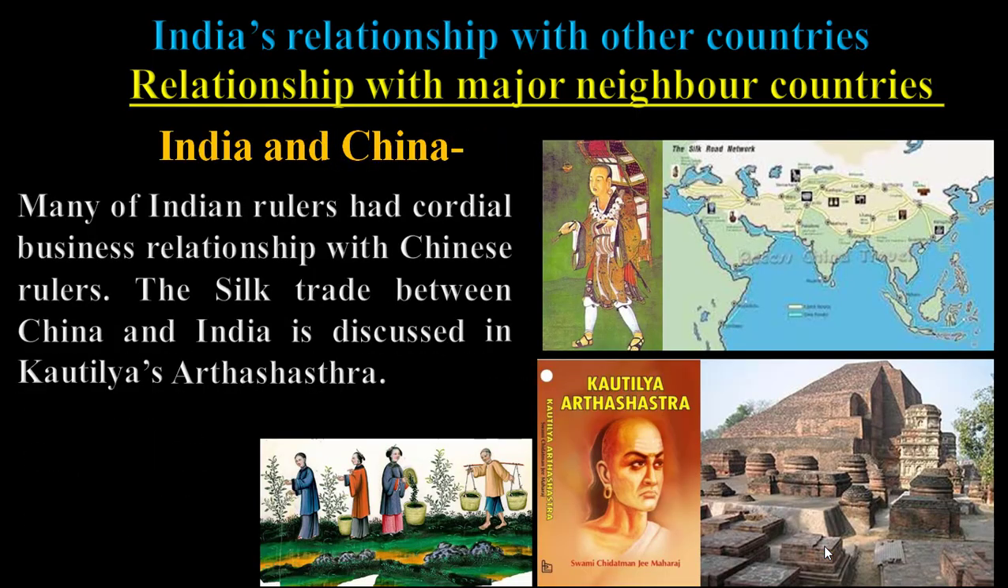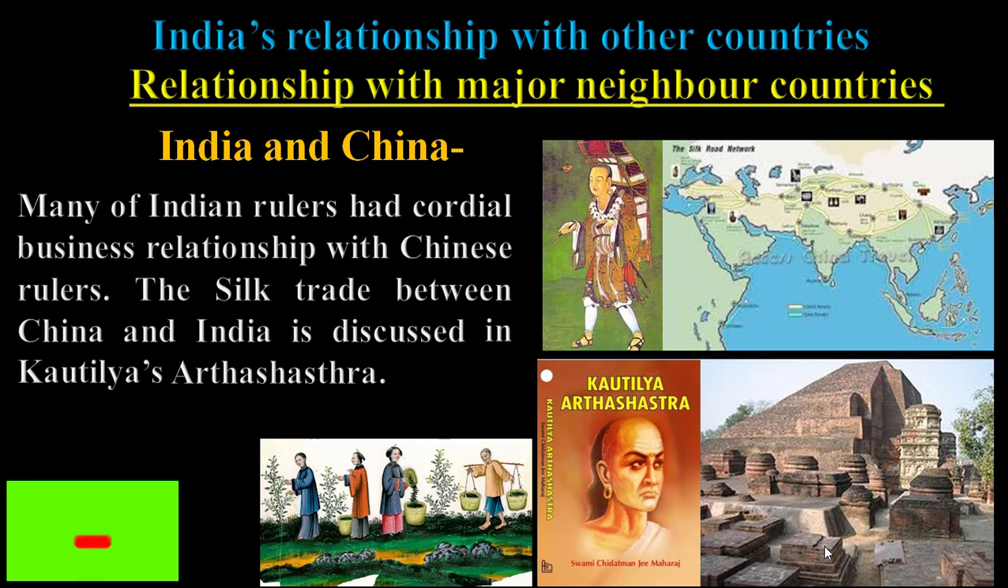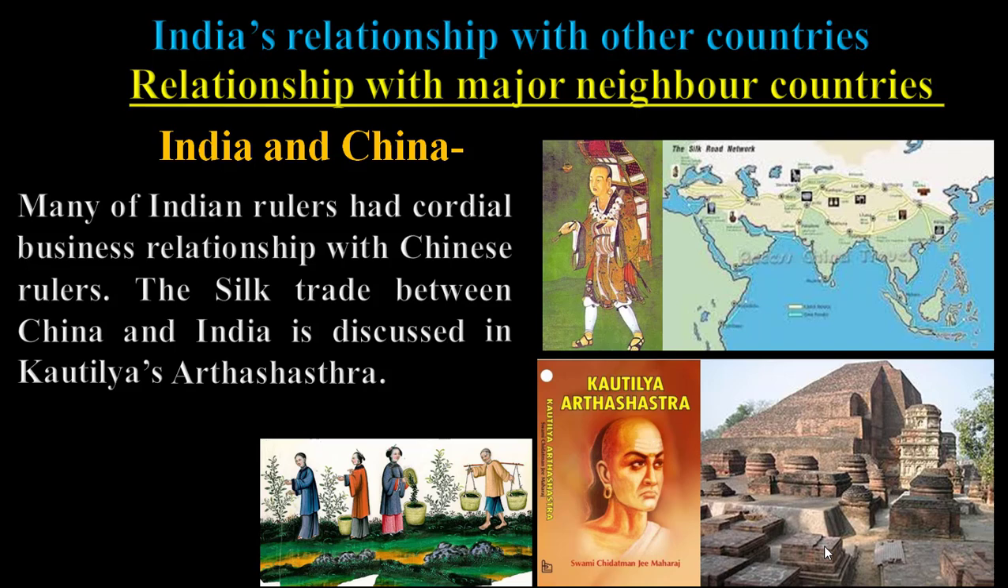Many Indian rulers had cordial business relationships with the Chinese rulers. Many rulers, such as those of Vijayanagara and Mysuru, had a heartily healthy relationship with the Chinese rulers. The silk trade between China and India is discussed in Kautilya's Arthashastra. Hiuen Tsang, a Chinese traveller who visited India and wrote about his travels, also provides very important information about the visit to India.